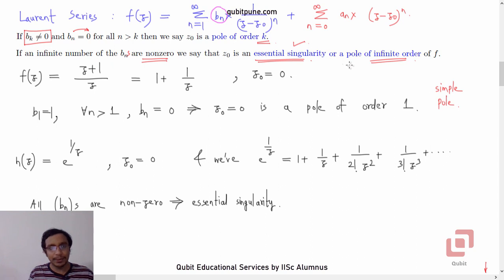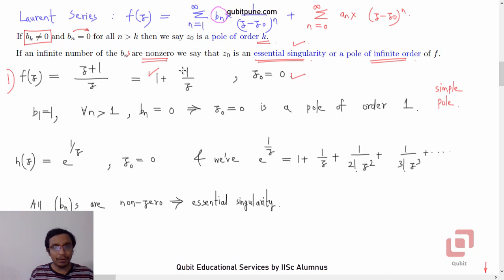Okay, let's talk about examples. We will consider the function f of z given by z plus 1 upon z, whose Laurent expansion we already know. It is 1 plus 1 upon z, and the center is z0 equal to 0. About this point we have expanded f of z. Now note that its Laurent series consists of two terms, a0 from the regular or analytic part and 1 upon z from the singular part.